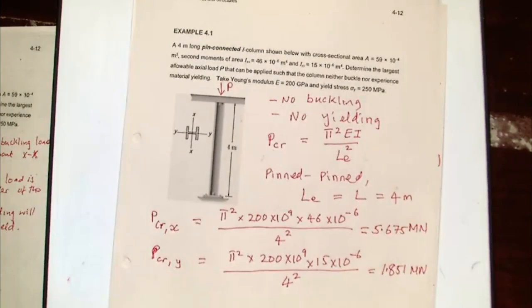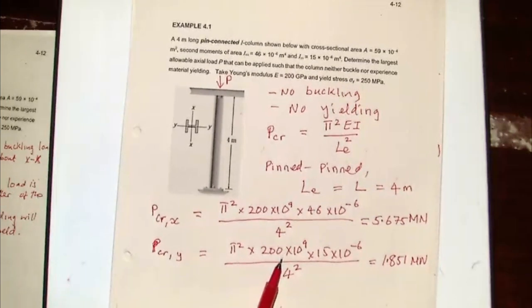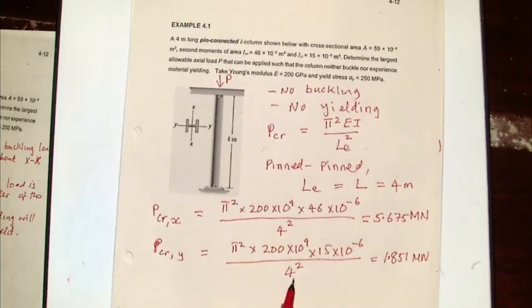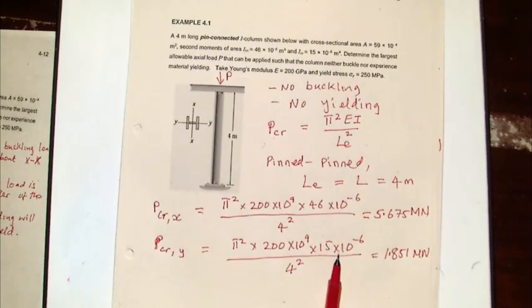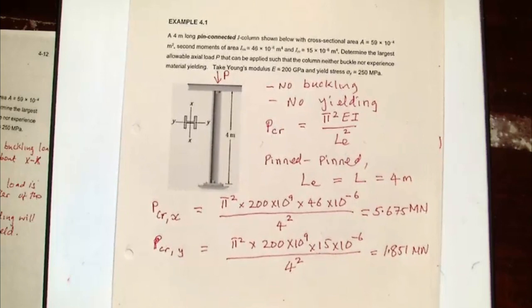So you need to be aware of units here. If you note there, my modulus is in Newton per meter squared. My I has to be in meter raised to power 4. And the length has to be in meters. If you are putting your modulus in Newton per millimeter squared, then your I has to be in millimeter raised to power 4, and the length has to be in millimeters. So the way I normally do it, I use standard SI units, Newtons and meters, throughout.